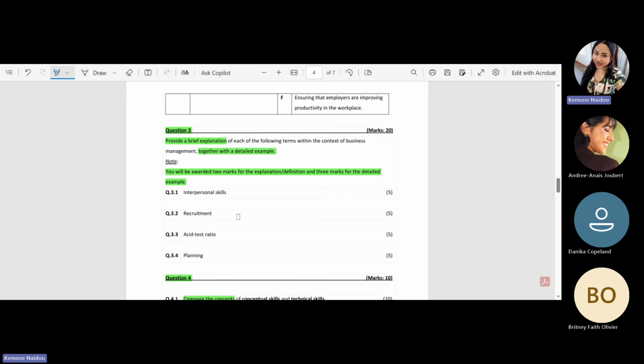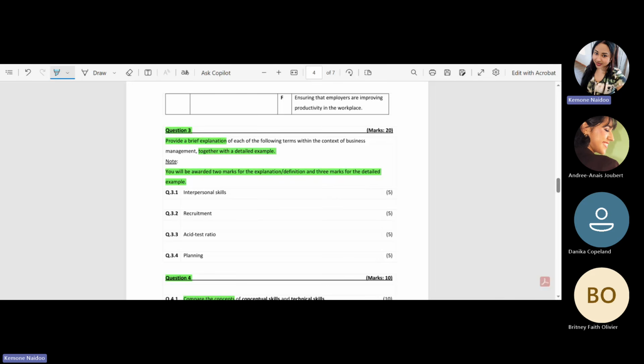Then we have recruitment. Okay, so recruitment for theory, you can talk about the process where the organization communicates opportunities to the labor market, so through recruitment ads, etc., in order to attract qualified employees or people with specific skills and qualifications to the business.